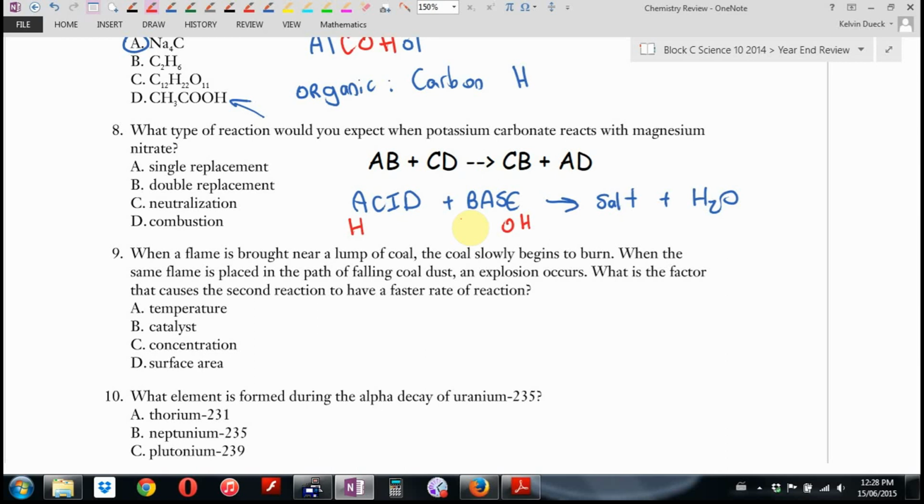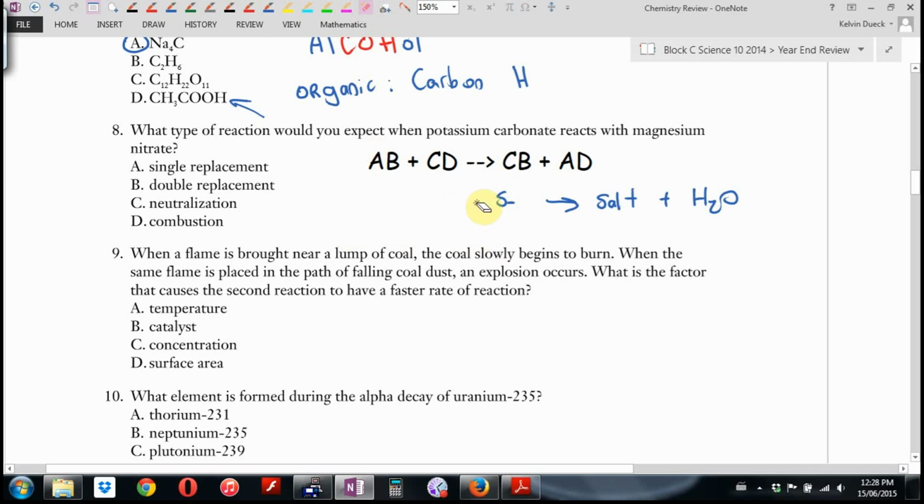Okay? And then balance. Now, if they do give you a huge nasty equation to balance, save it for last. Don't spend 20 minutes on it. It's 1 mark. Don't take it seriously. Now, then we had combustion. Combustion was a hydrocarbon. Can you tell me what 2 elements would be in a hydrocarbon?